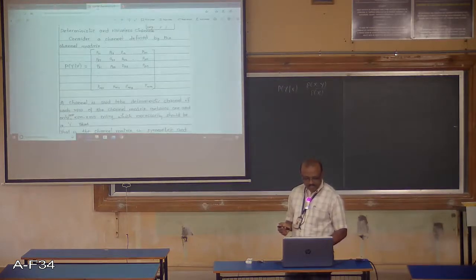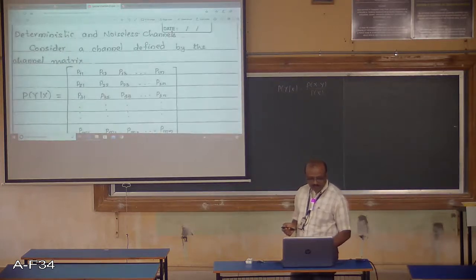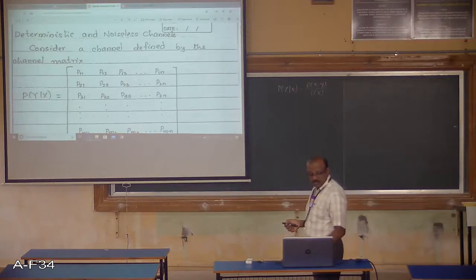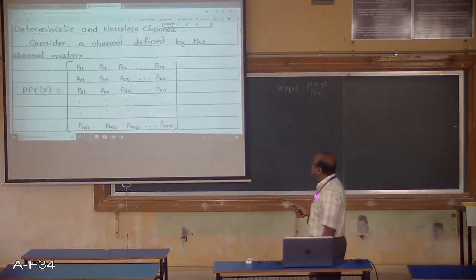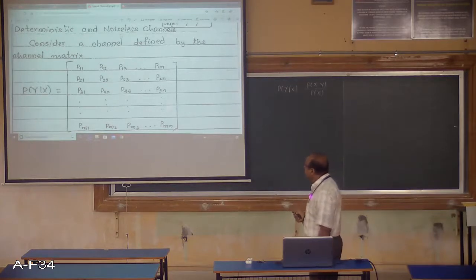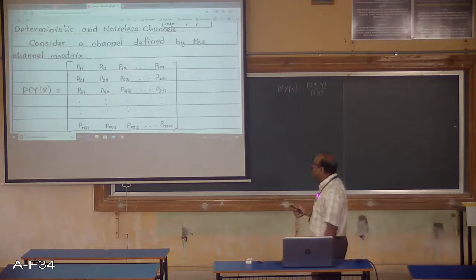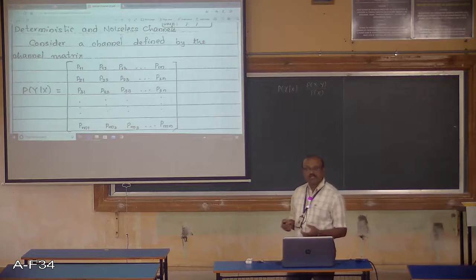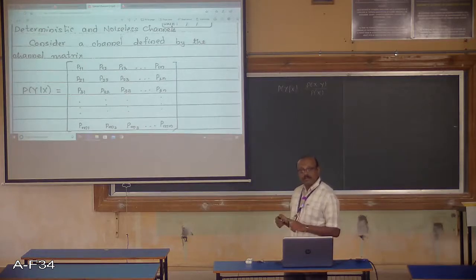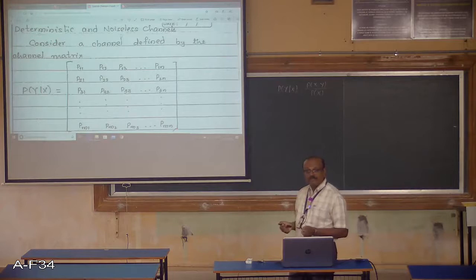Then the fourth channel type is the deterministic and noiseless channels. One is the deterministic channel, the other is the noiseless channel. So let us first look at what is meant by deterministic. We have a channel matrix like this. When we say that this is a deterministic channel, you can understand it from the word determine: we can definitely determine the reception. That is called a deterministic channel.